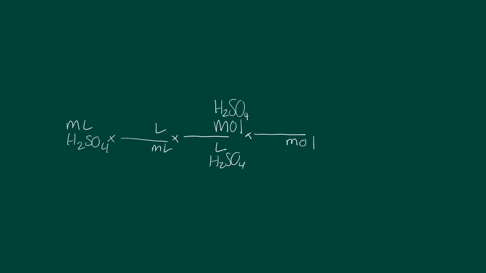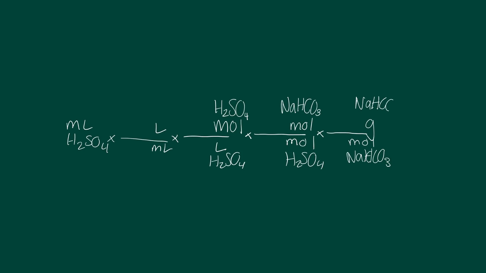Because this next step, we're going to go from moles of sulfuric acid into moles of sodium bicarbonate. And this is the really important mole-to-mole ratio that Taylor was talking about earlier. Now we can go from moles of sodium bicarbonate into grams of sodium bicarbonate, which is what we wanted to solve for. And that's just going to be using the molecular weight from the periodic table.